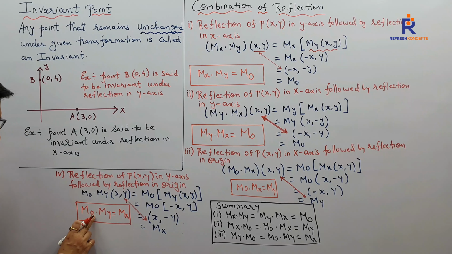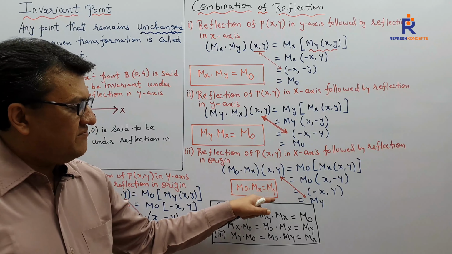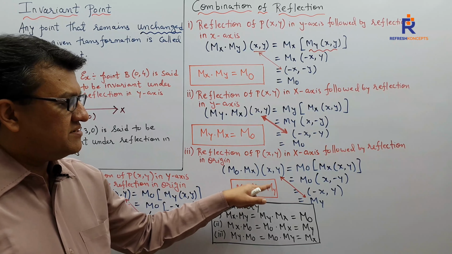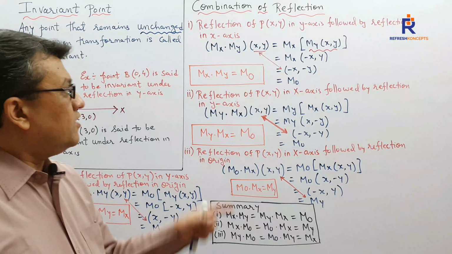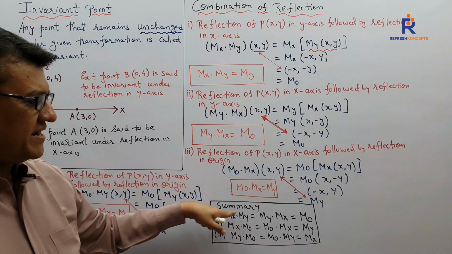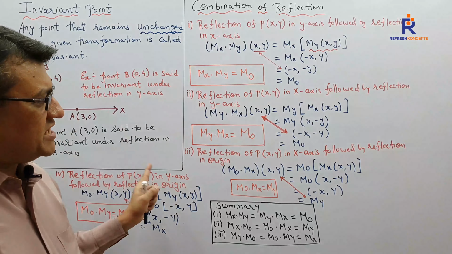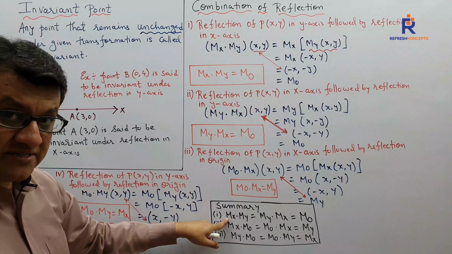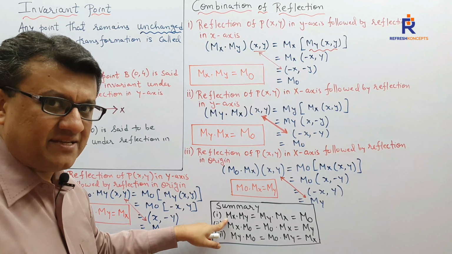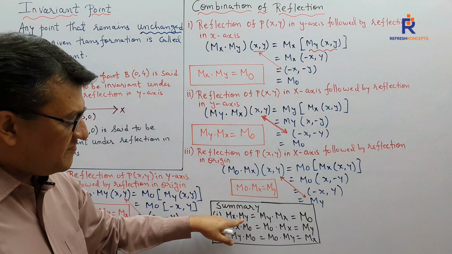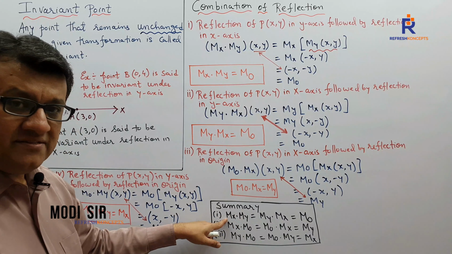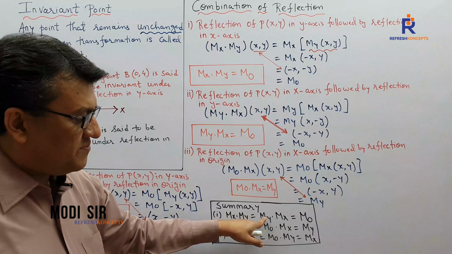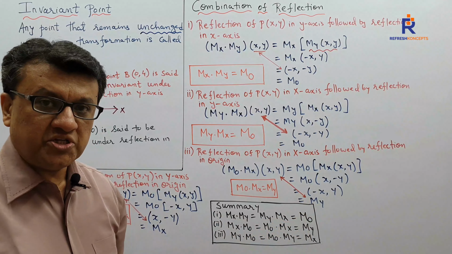Again written over here, Mo dot My, that is reflection in y followed by origin, is nothing but reflection along x-axis. Mo dot Mx, reflection in x-axis followed by origin, is reflection along y-axis. All the 4 points have been summarized. Reflection in y-axis followed by x-axis, or x-axis followed by y-axis, is nothing but reflection along origin. Even if you have to learn it by heart and summarize it, don't start from here, please.